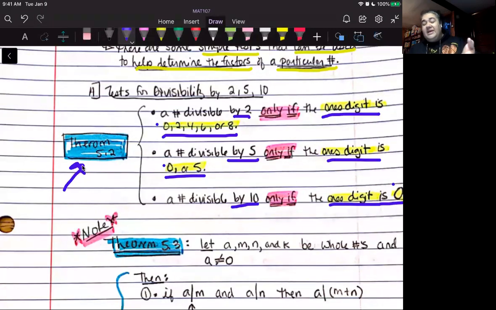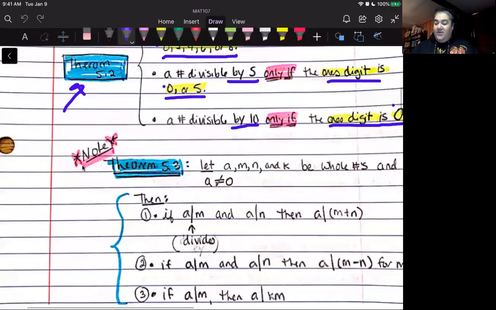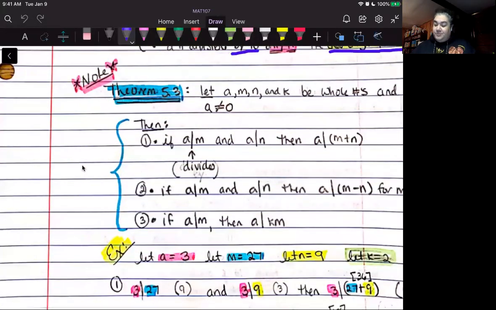And then of course you see the other things that apply for 2. Basically any even number is going to be divisible by 2, and any number that ends in a 5 will be divisible by 5. So that is Theorem 5.2, and it tells you about the divisibility of 2, 5, and 10, meaning a number that will be divisible by 2, 5, and 10 evenly, having a remainder of 0. Now, let's look at Theorem 5.3.